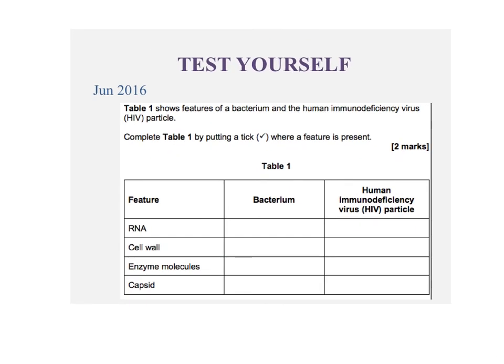And to end up with, we always finish on an exam question. So this one is from June 2016. Table 1 shows a feature of a bacterium and the human immunodeficiency virus, or HIV. Complete Table 1 by putting a tick where the feature is present. So I would suggest that for 2 marks, you spend 3 minutes on this. You can draw the table out, or you can just screenshot this and insert it into your OneNote area for your notes for today's lesson. But have a go, and then I'm just going to be quiet for a second, and I'm just going to move on to the next slide. So pause now.